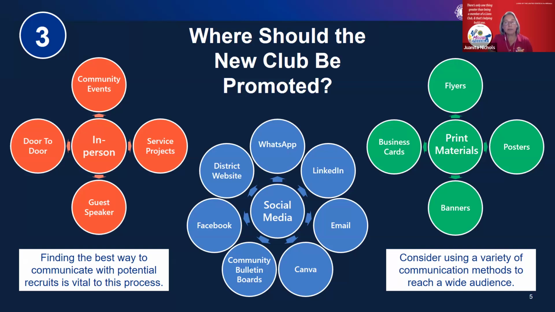Where should the new club be promoted? Find the best way to communicate with potential recruits in this process. Consider using a variety of communication methods to reach a wide audience, and also look into ChatGPT or even Google Gemini. There's other resources out there that you can use to spread the word. Ask participants if they have additional suggestions in where you could recruit and who you could ask.